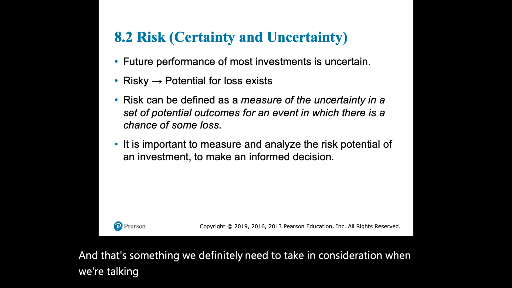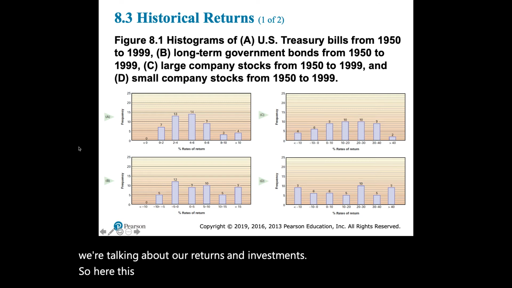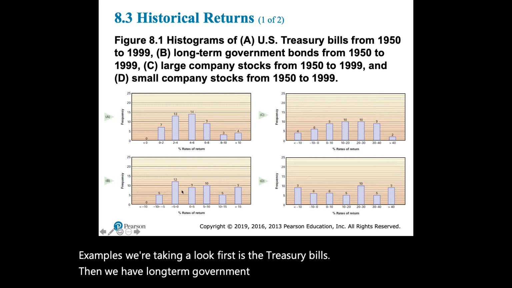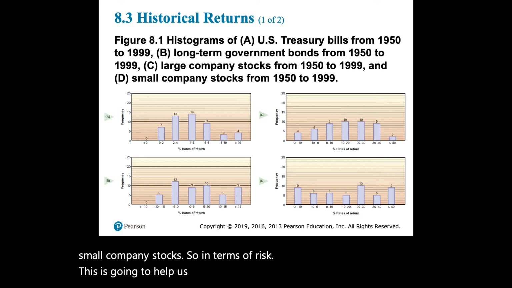So here, these are 4 examples. First is treasury bills. Then we have long-term government bonds, large company stocks, and small company stocks. In terms of risk, this is going to help us compare the frequency, and it's actually going to help us start to understand the relationship between returns and risk.